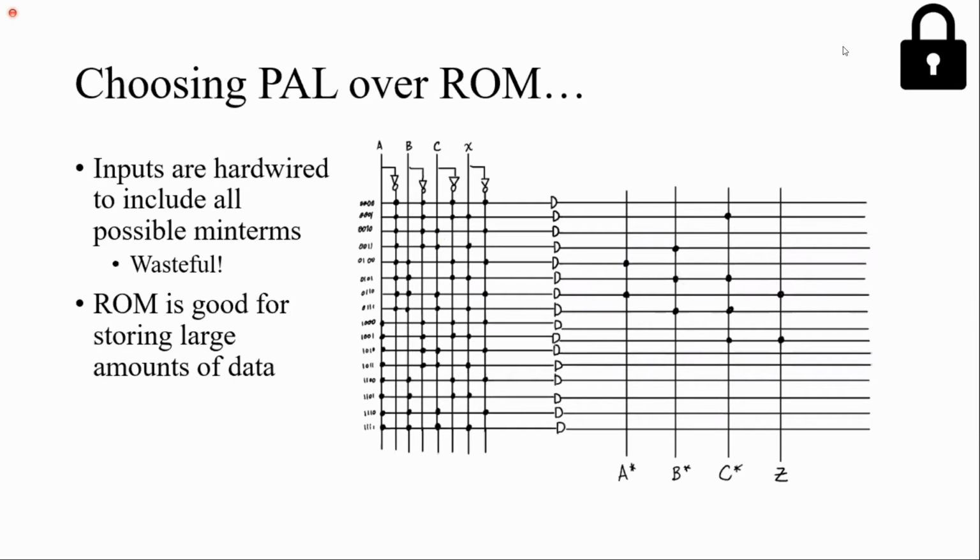So the reason I chose PAL over ROM is because, as you can see, I just drew it out. I didn't actually implement it because I was already deciding on using PAL. But you can see all the min terms that are being wasted and unused. So I didn't see the point of using this if so many of them go unused. ROM is traditionally good for storing large amounts of data, but because my circuit is pretty simple, it doesn't need to store that much data.